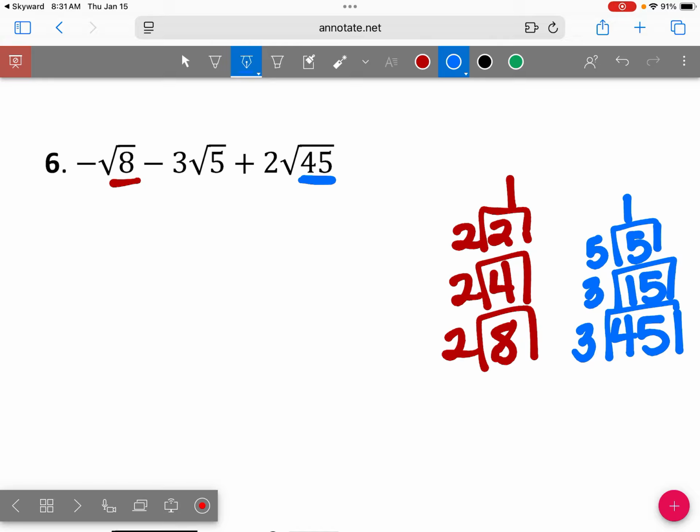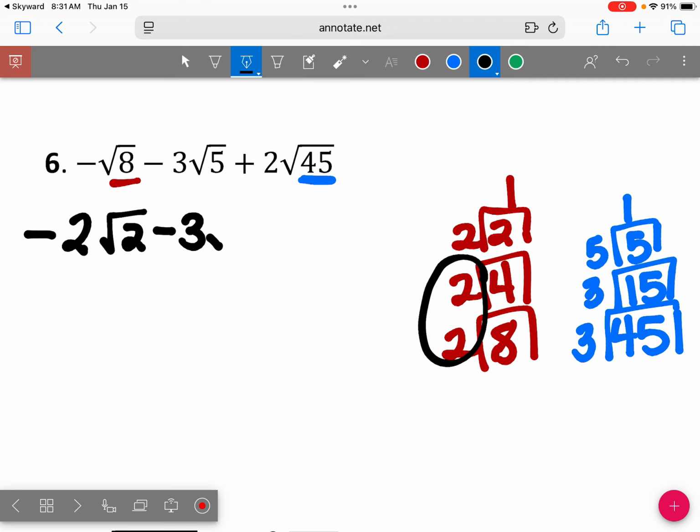Okay, so with the first one, the 8, there's already a minus sign right there. I'm going to bring down that minus sign, and I'm going to add to it a 2. And then I have a 2 that has to stay. That's my first term. Who had that for the first term? Negative 2 root 2.